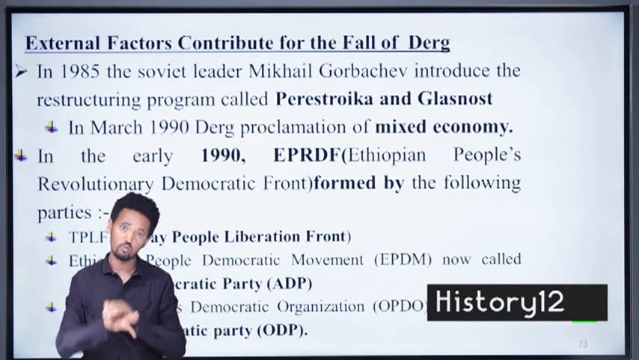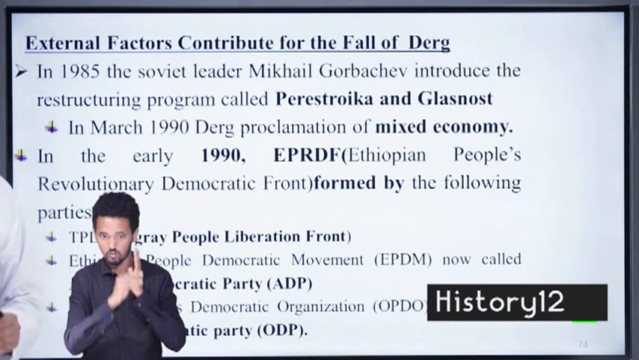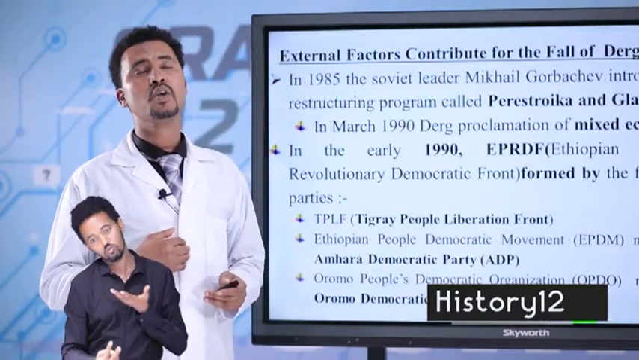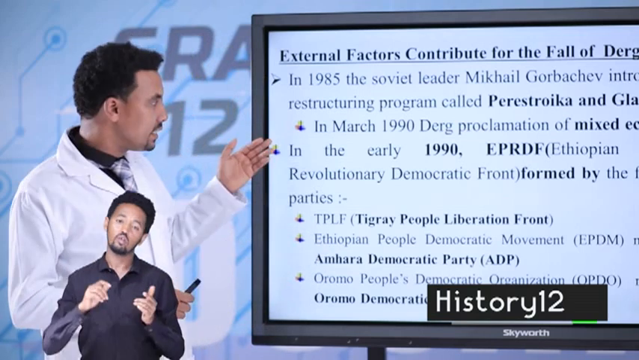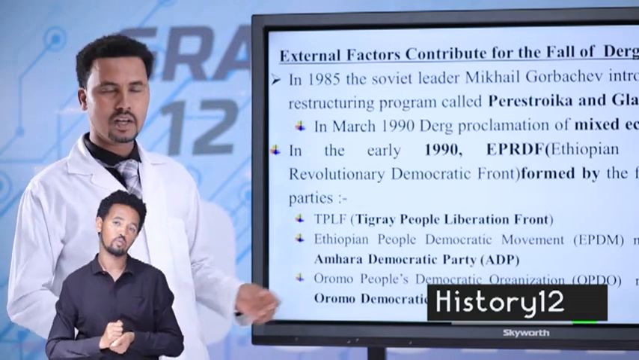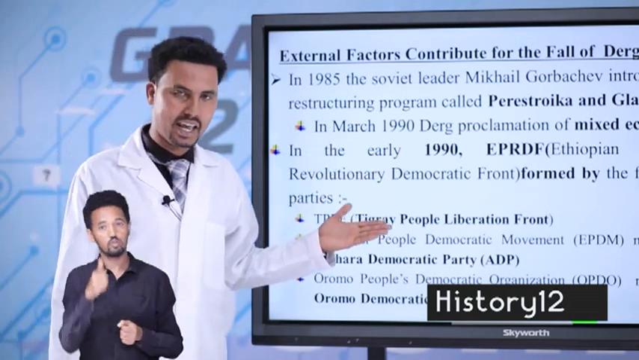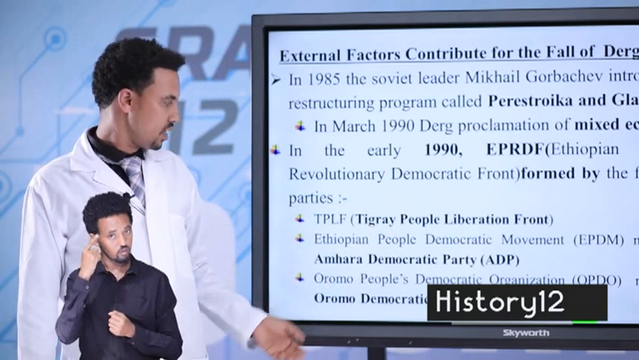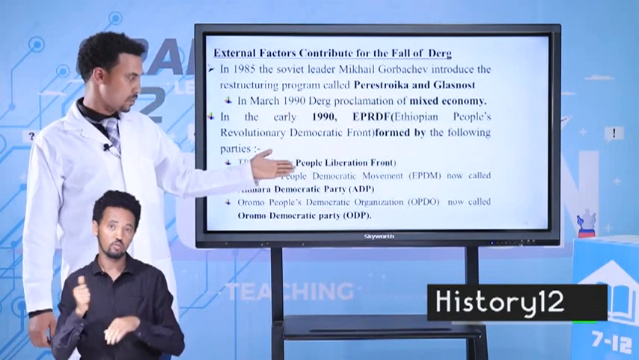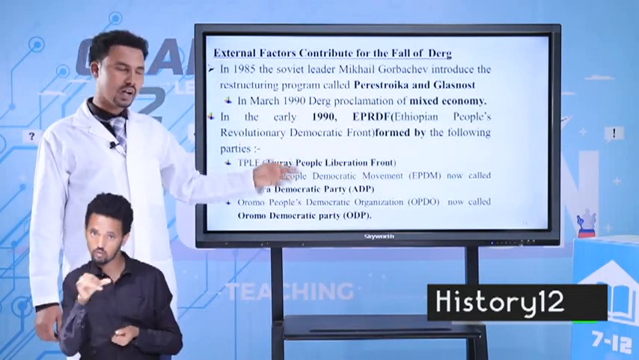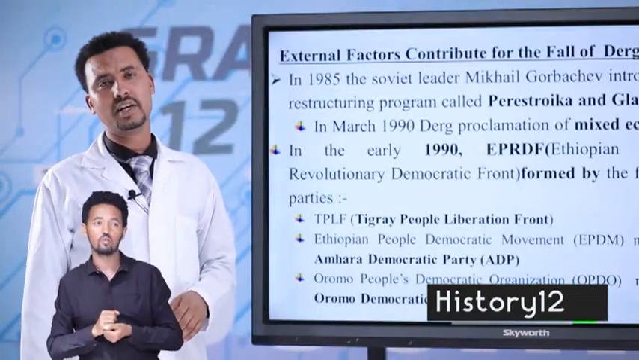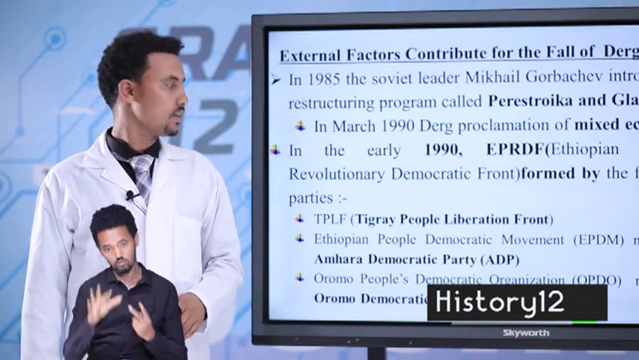In March 1990, Dirk made the proclamation of a mixed economy. The last, the Dirk proclaimed the mixed economy. Before that, Dirk followed a command economic system. In the early 1990s, EPRDF, Ethiopian People Revolutionary Democratic Front, was formed by the following parties: TPLF, Tigray People Liberation Front, Ethiopian People Democratic Movement, EPDM, now called Amhara Democratic Party, ADP, the Oromo People Democratic Organization, OPDO, nowadays the Oromo Democratic Party, or ODP. Those parties formed EPRDF.